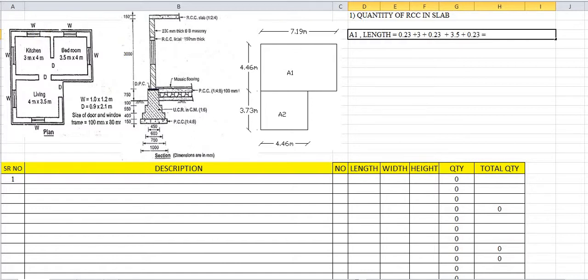That means there are 3 walls, 1, 2 and 3, and 2 lengths. So here we have considered the first wall thickness, second wall thickness, third wall thickness, and the room dimensions: kitchen room dimension is 3 meters, whereas the bedroom length is 3.5. So while calculating, 0.23 plus 3 plus 0.23 plus 3.5 plus 0.23, we have started from this end and ended at this end along the length side, x direction. It comes to be 7.19 meters. In this way we have calculated the length.